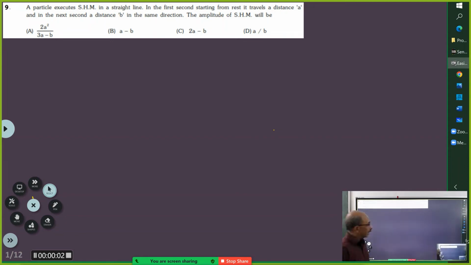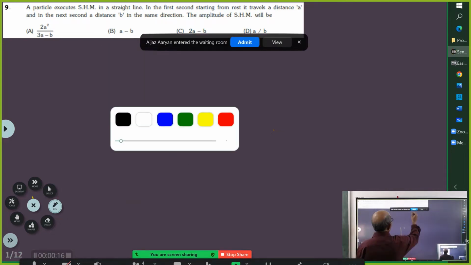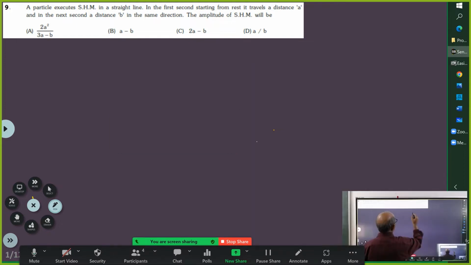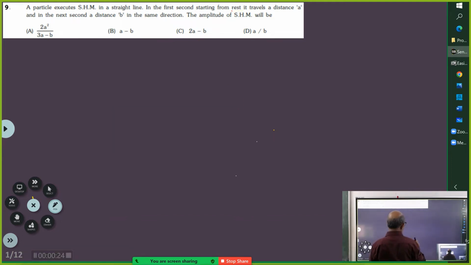Okay, now I think we should start working on this problem. It's similar to a previous problem that we have done. In the first second, the important thing here is that we have to see that it starts from rest. Okay, it starts from rest. That is to be taken into account.